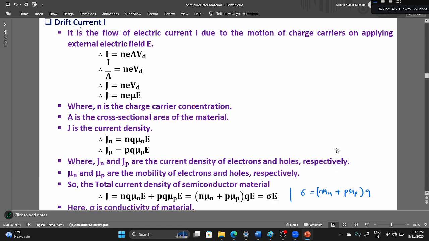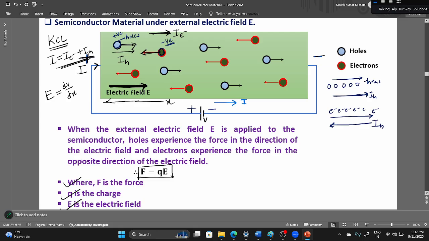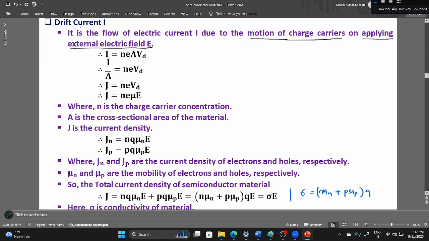If you see the drift current, what is drift current? Drift current is the flow of electric current due to motion of charge carriers under an applied external electric field. If you apply external voltage, there will be an electric field, and due to this there is a motion of charge carriers. Here, electrons and holes are the charge carriers. So I equals n e A into vd. This is the formula.